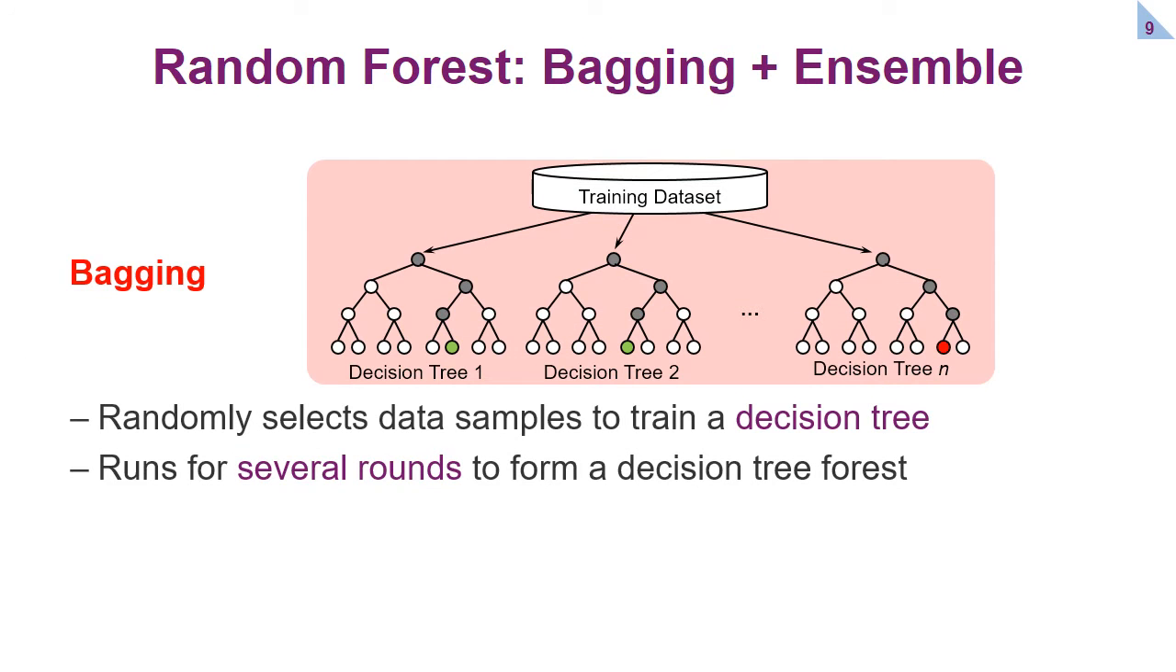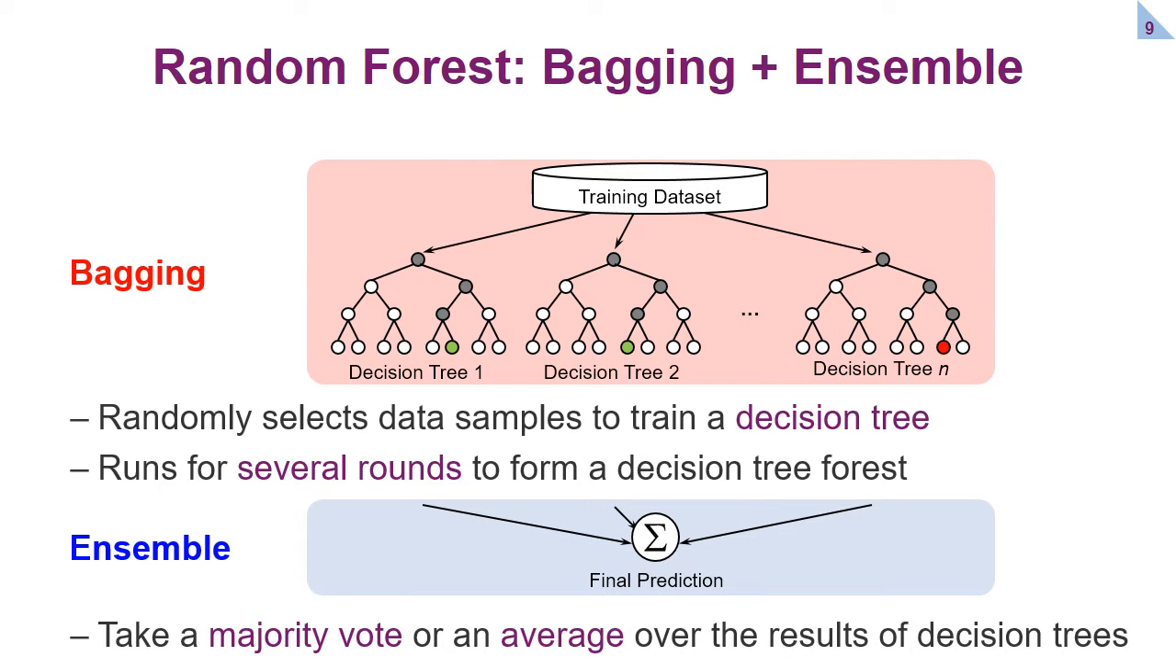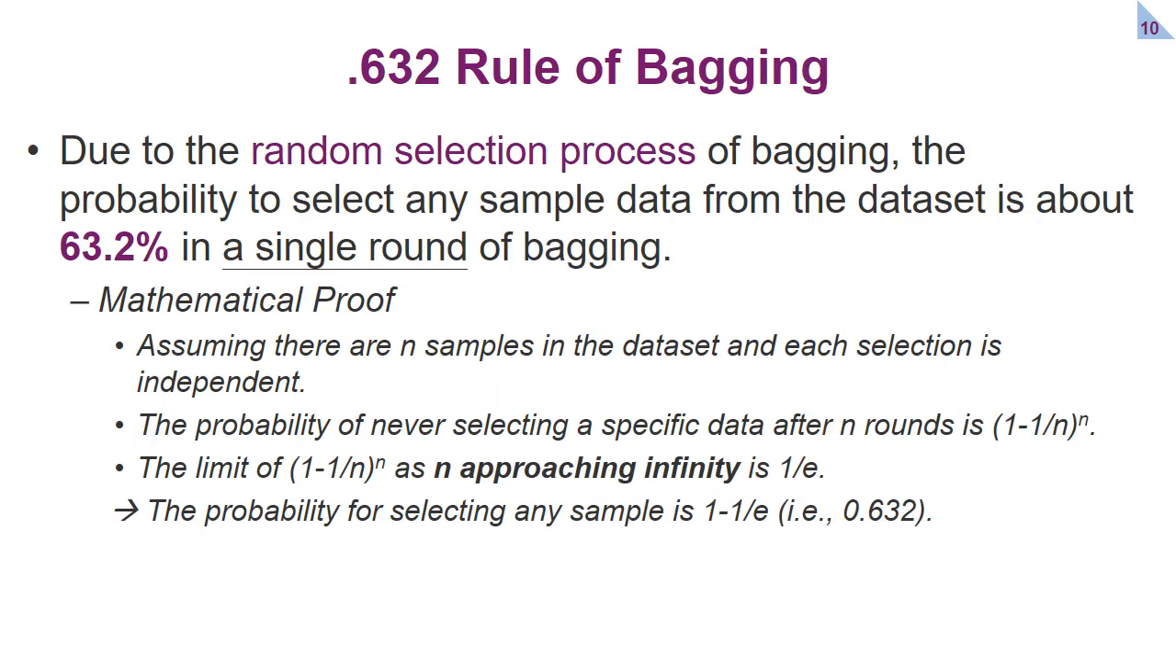First, I will talk about the backend strategy for NVM. In the backend phase, we will randomly select data samples to train the decision tree and run for several rounds to form a decision tree forest. And in the ensemble phase, we'll take a majority vote or an average over the results of decision trees.